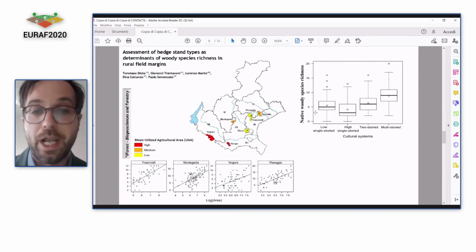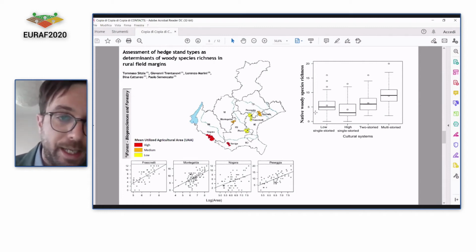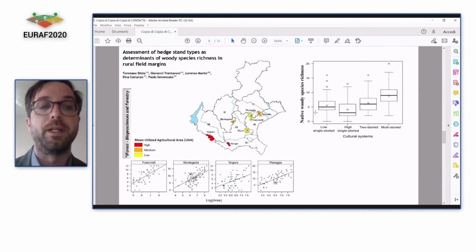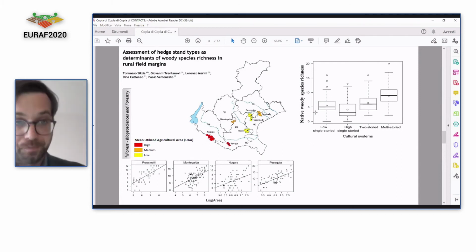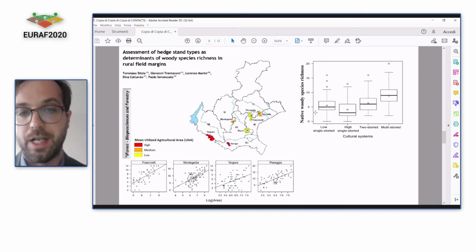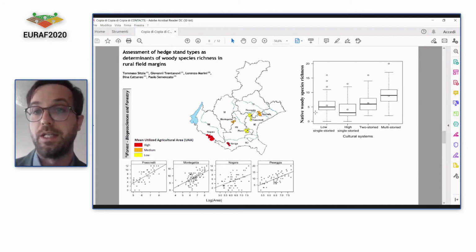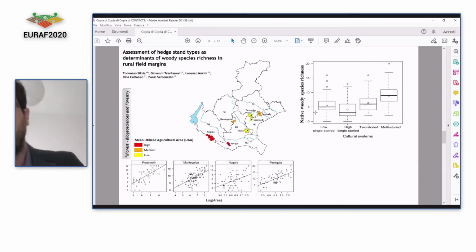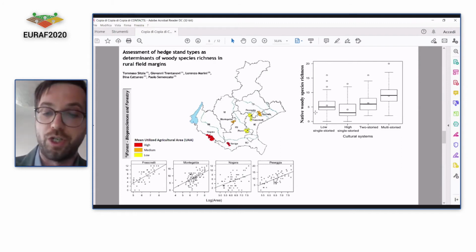And so, as you can see from the graphs showing the relationship between area and species, you can see how important the area of these hedgerows is, and also in the other graph, how the complexity of the vertical structure influences the native woody species richness of each hedgerow.